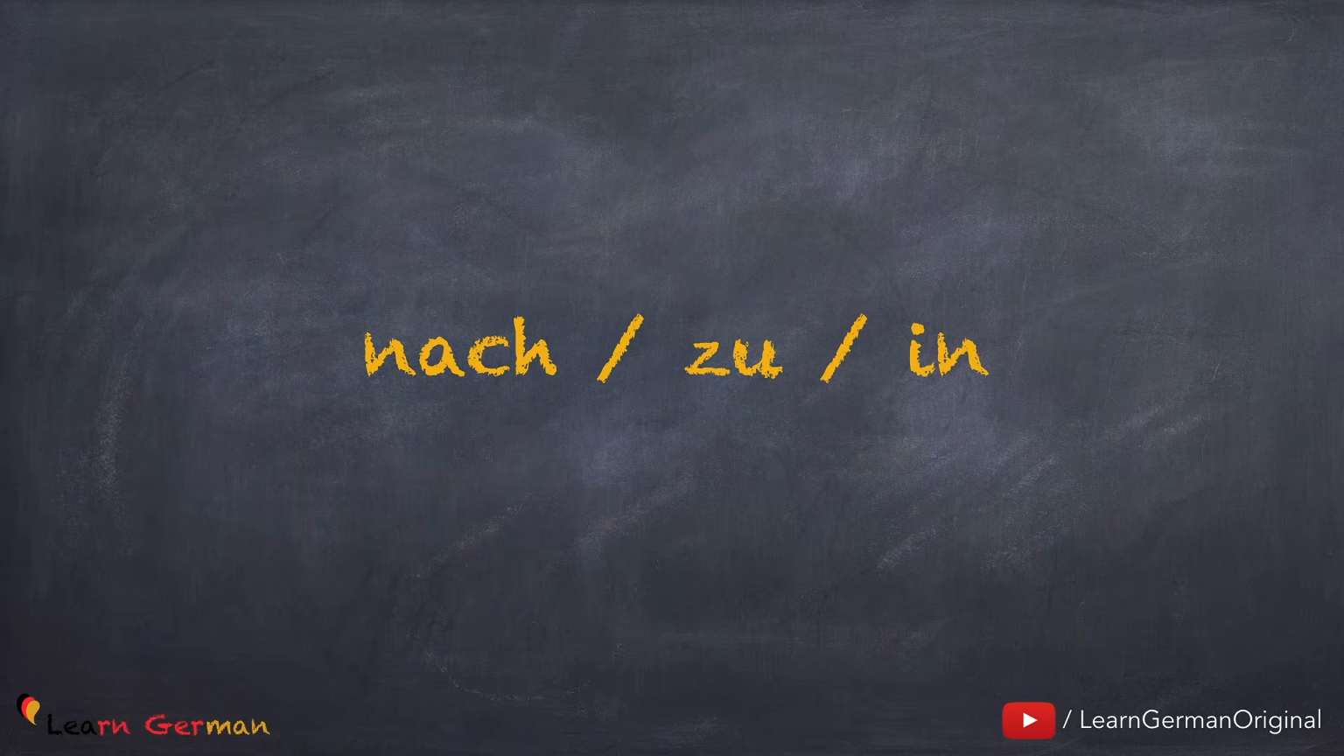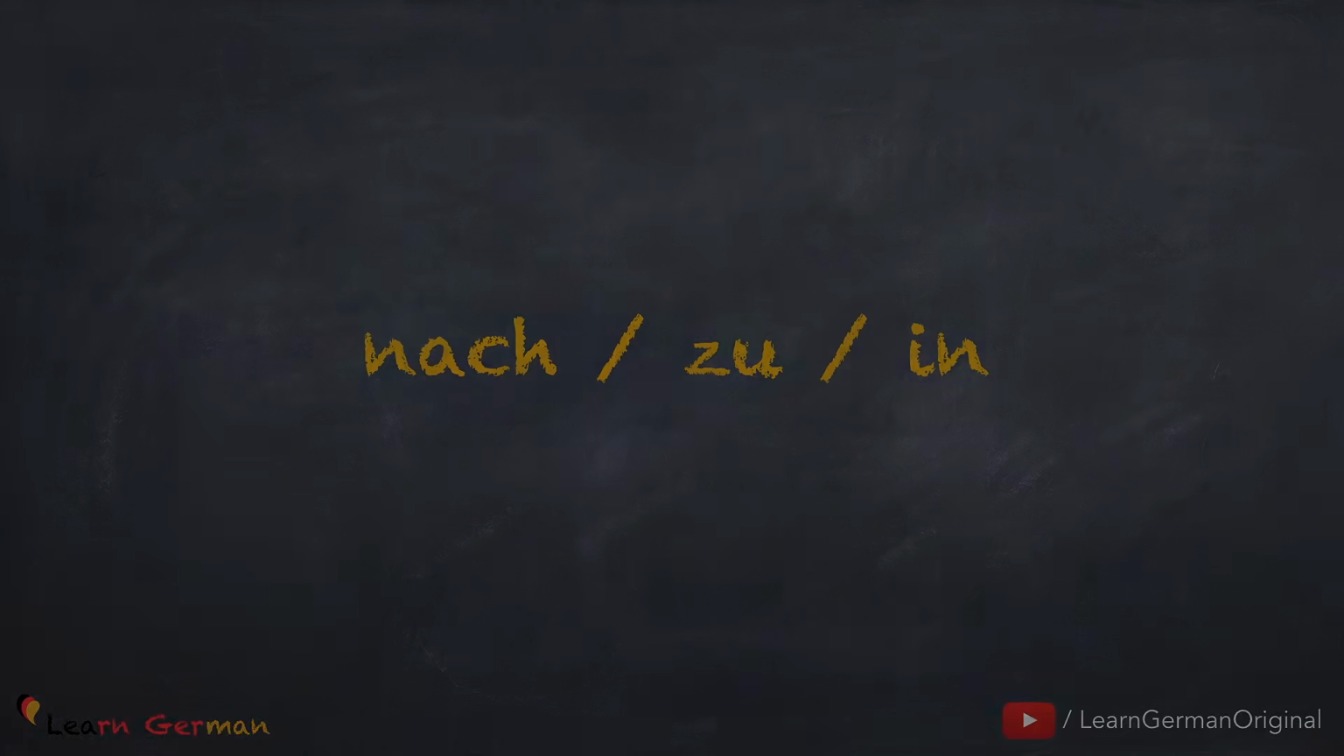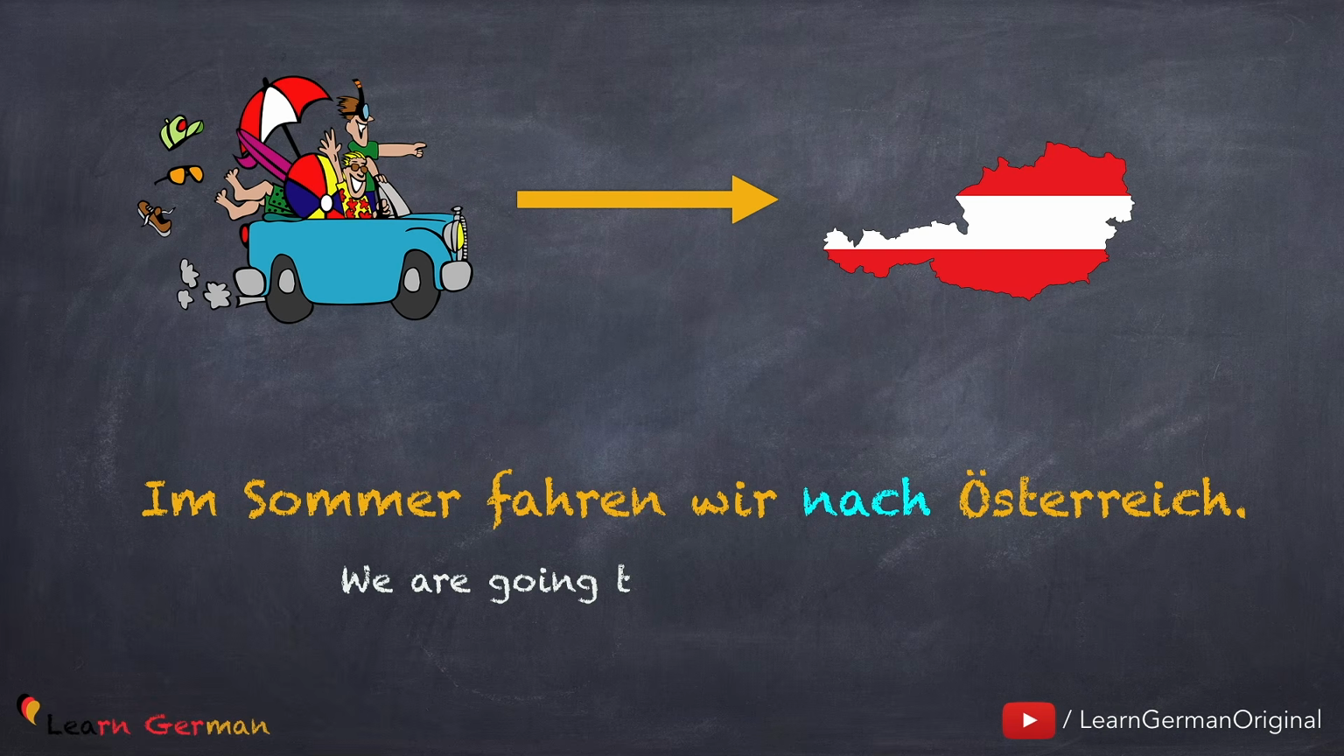So, let's begin. Nach, zu, oder in. While conversing in German, one generally gets confused which preposition to use. Hopefully, your doubts will be cleared in this lesson. Let's first look at a few examples.